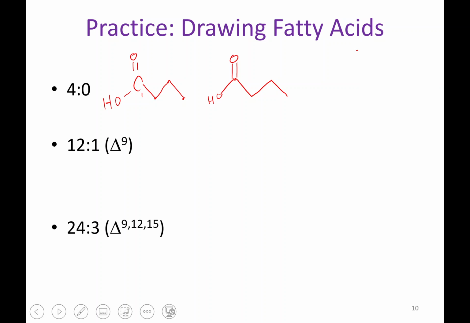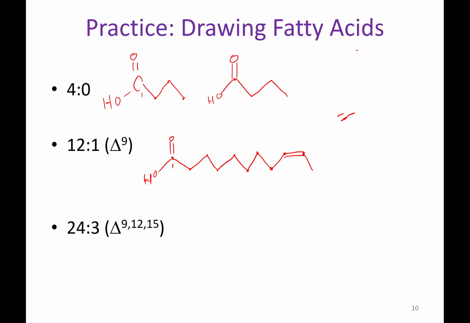Now let's try a little bit more complex. 12 semicolon 1 delta 9. Here is our starting point again, our carboxylic acid. This is carbon 1. Then 2, 3, 4, 5, 6, 7, 8, 9. At 9, there's a double bond. So now we can draw that double bond, then on to 10, 11, 12. What you'll notice about this is it's also an omega-3 fatty acid. So that's omega-1, omega-2, and omega-3.